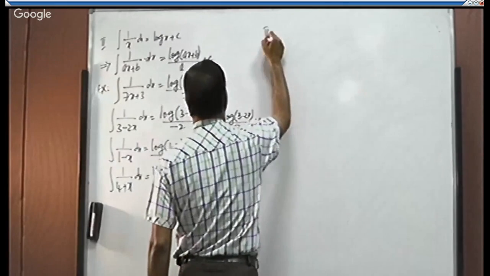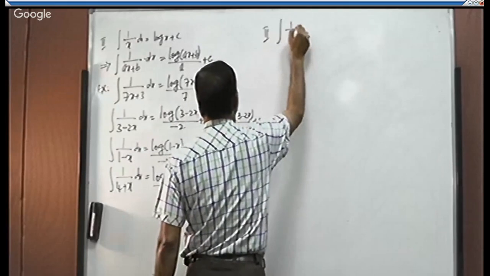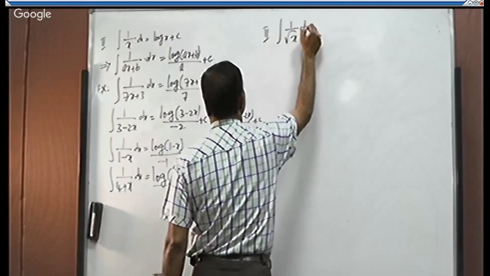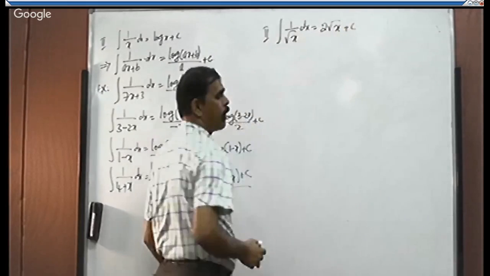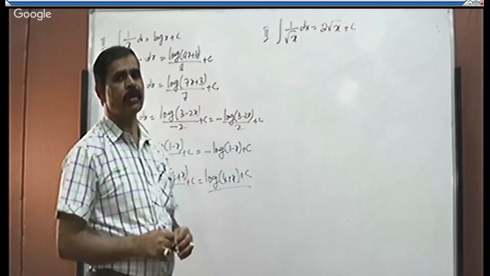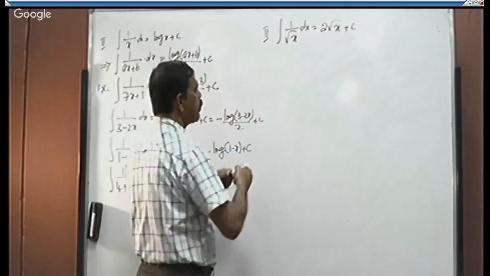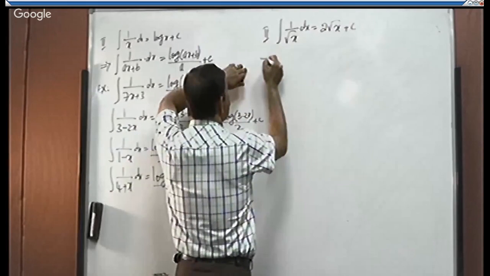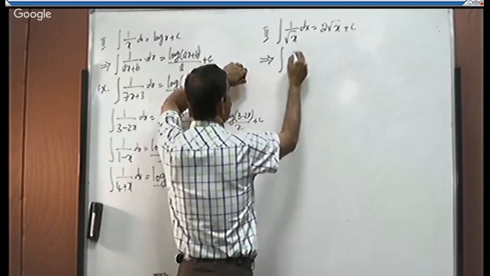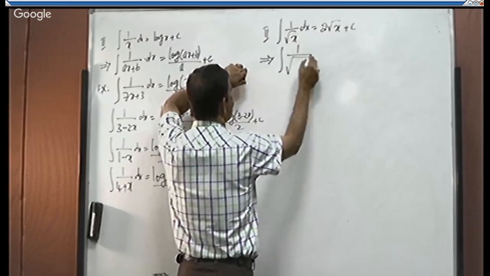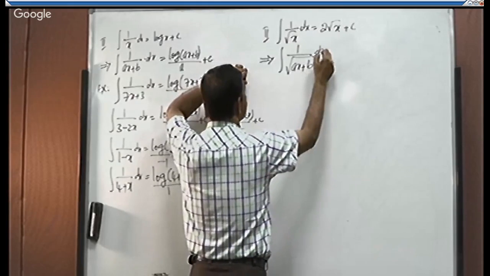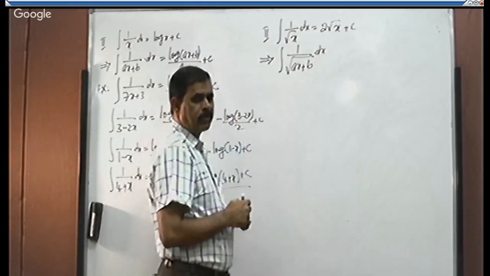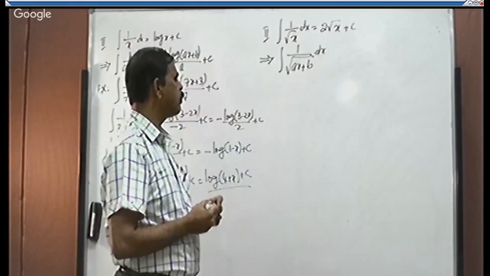Third one, 1 by root x. Integration of 1 by root x is 2 root x plus c. Correct? According to that, the equivalent standard form can be taken as integration of 1 by root of ax plus b into dx.